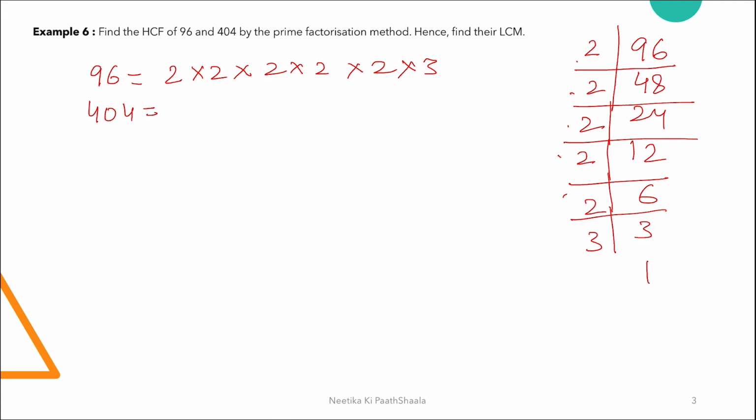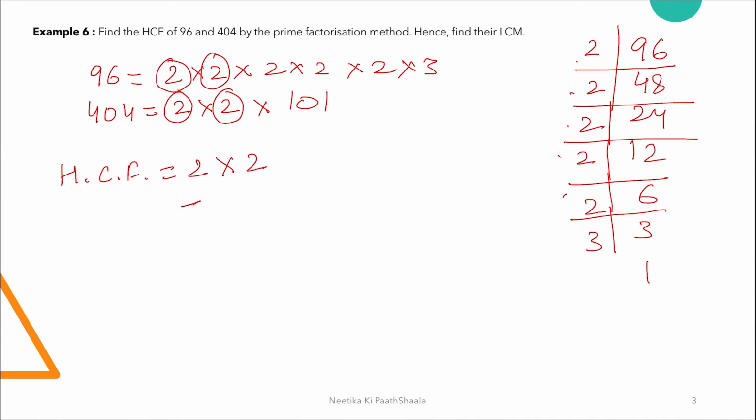Now अगर आप 404 के prime factors निकालेंगे, so it will be like 2 into 2 into 101. Okay, so what is the HCF? HCF is the highest common factor. So you have to just select the common factors of these two numbers. This 2 is common, this 2 is common. बाकी कुछ common नहीं है, तो HCF is 2 into 2, which is 4. Okay, so the HCF of these two numbers is 4.